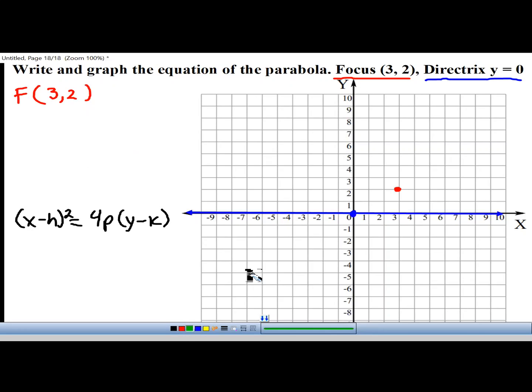All right, but what do we need to graph our parabola? We need a vertex, and also we need the directrix. You guys remember that? Because that needs to be evenly from each one of those, the same distance.